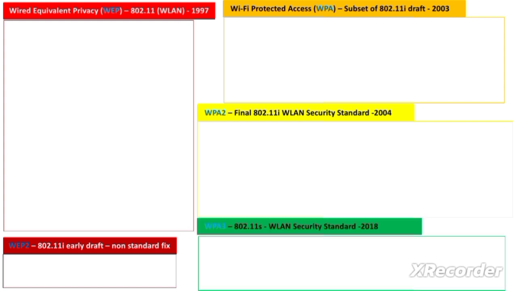And then after many years, in 2018, 802.11i was enhanced to WPA3. So WPA3 was part of 802.11s, which was a WLAN wireless LAN protocol for mesh network.